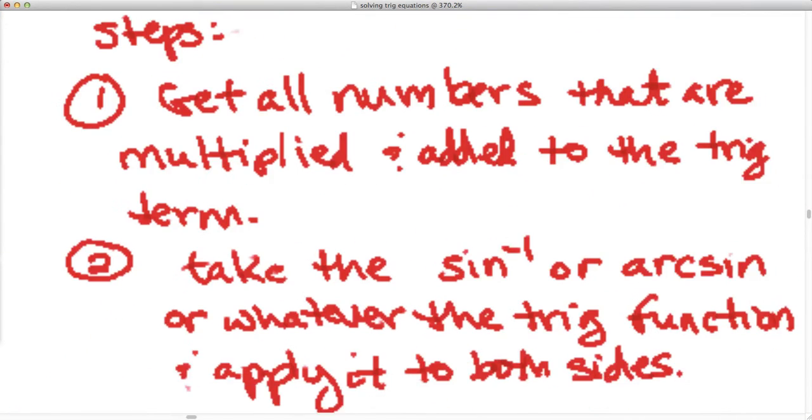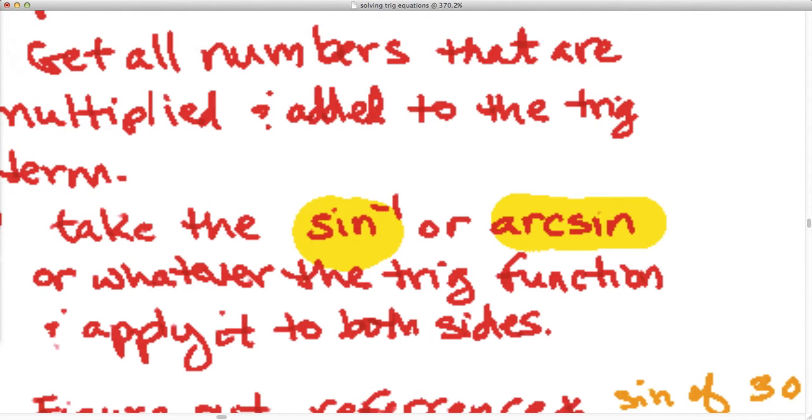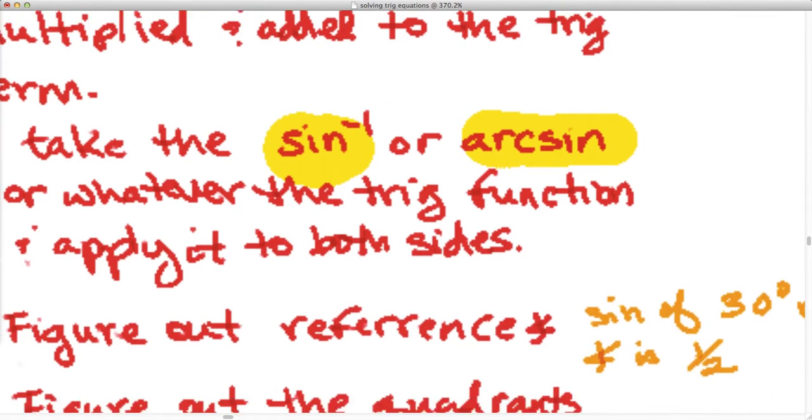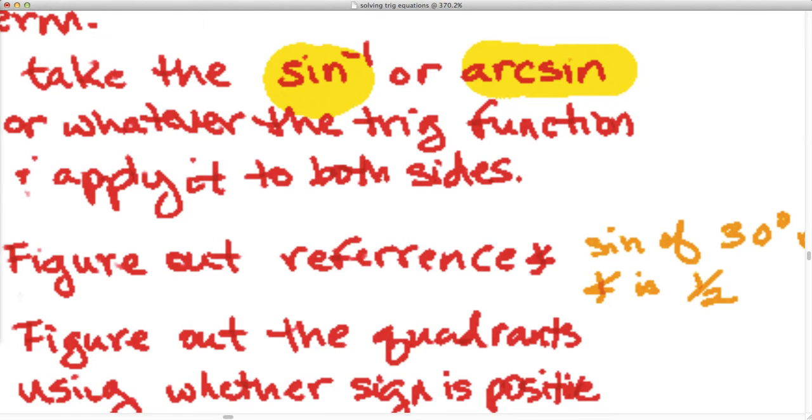Okay, so after you do that, you're going to take the arc sine of both sides, or the sine inverse, however you want to write it down. And what that's asking is you're saying, okay, what angles indeed have the sine of 1/2? In this case, to get the reference angle, you ask yourself what reference angle has a sine of 1/2.